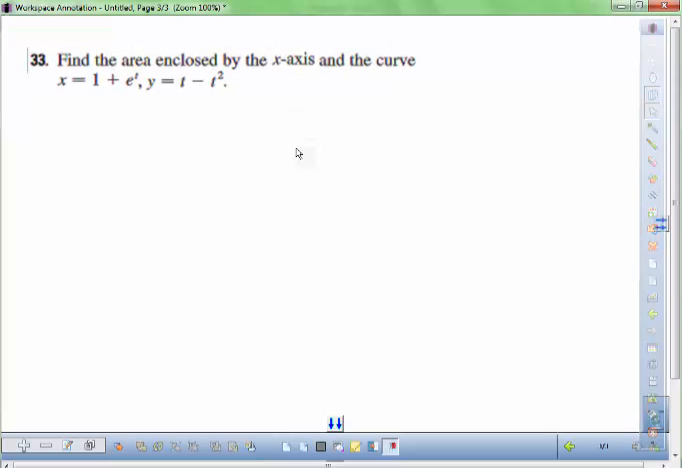So 33 says to find the area enclosed by the x-axis and the curve x is equal to 1 plus e to the t, and y is equal to t minus t squared. My first inclination is to just immediately graph it to see how it would look. But let's see if we could do it without graphing. I can't.